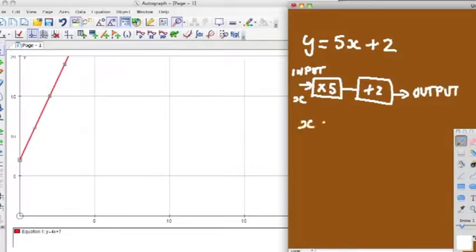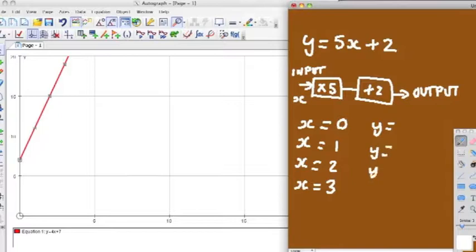So then you can choose different inputs. If you're stuck for ideas, you could choose 0, 1, 2, 3, whatever you like for x, and then work out what the output values are for y. Turn these into coordinates, and you can plot them on graph paper and join them up, and they should always be a straight line.